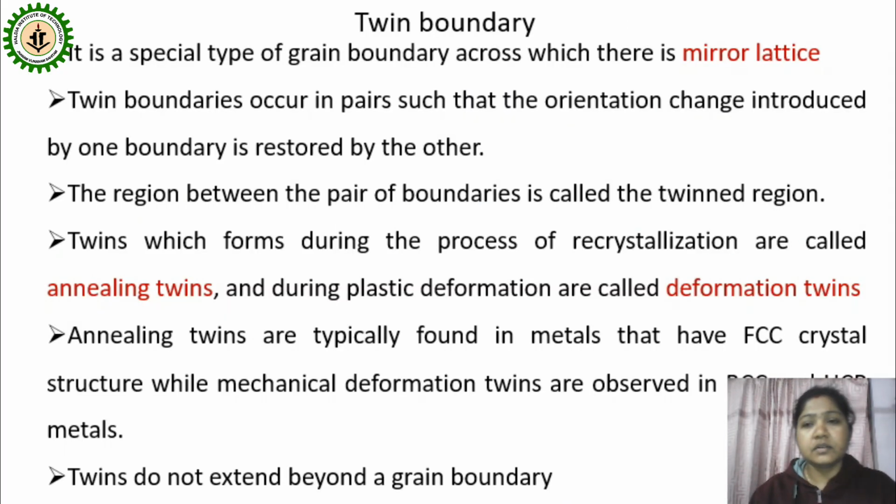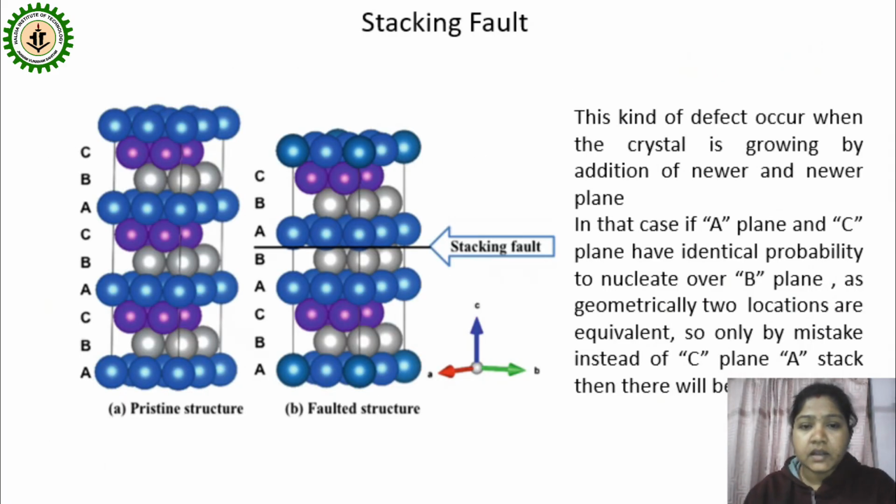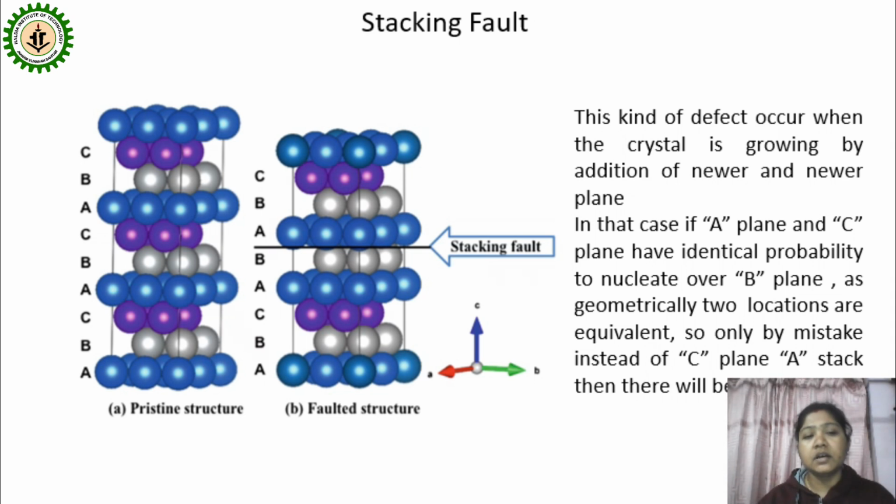Now come to the next part, that is called stacking fault. This is the last of the defects. Stacking fault means, suppose we know the stacking arrangement of the CCP structure. The arrangement of the CCP structure is ABC, ABC, ABC.